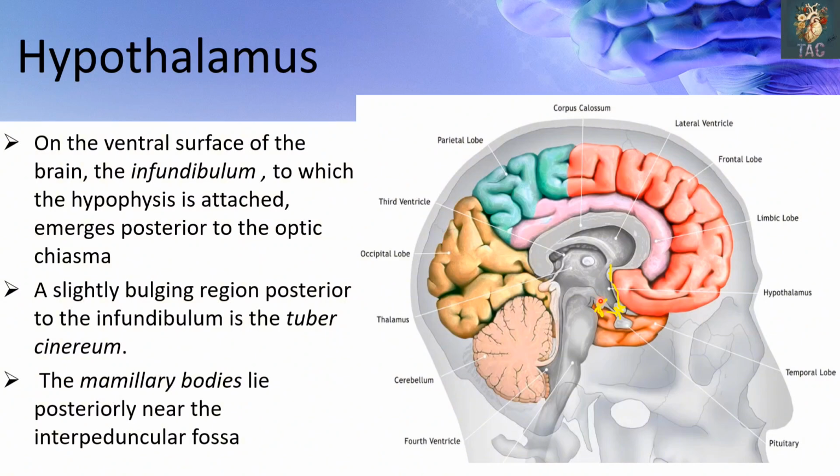And beneath the hypothalamus you can see the subthalamus which is present. The mammillary bodies lie posteriorly near the interpeduncular fossa. This is the location of the interpeduncular fossa. So I show you again, these are the mammillary bodies. Here you can see the mammillary bodies which are present over here.